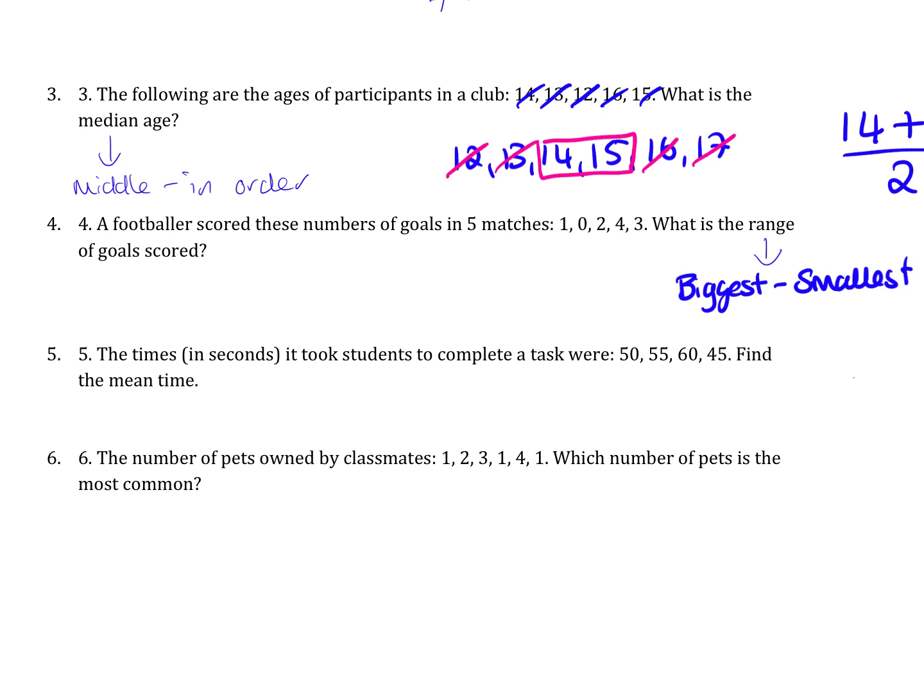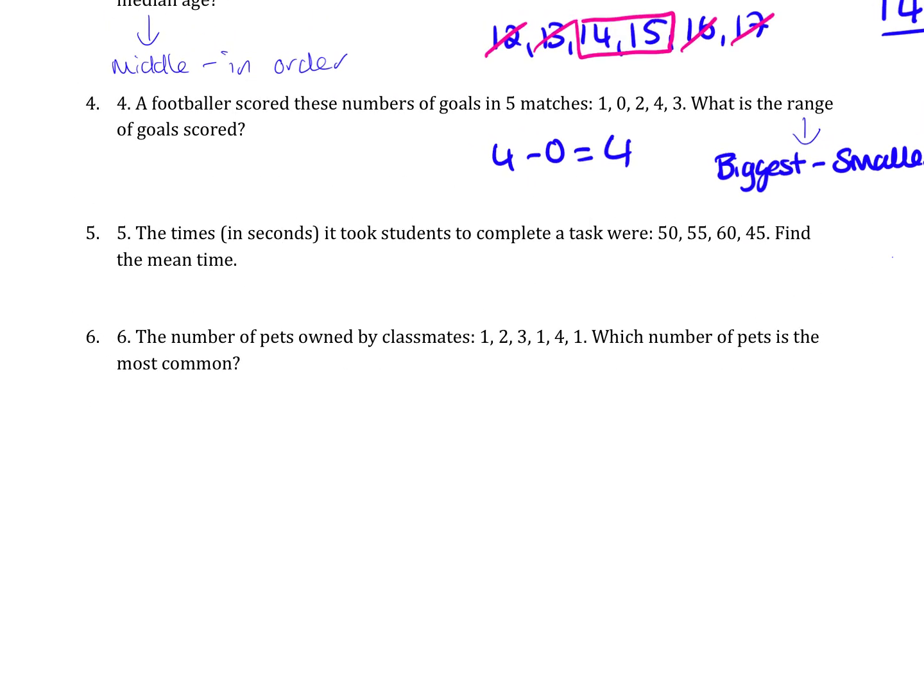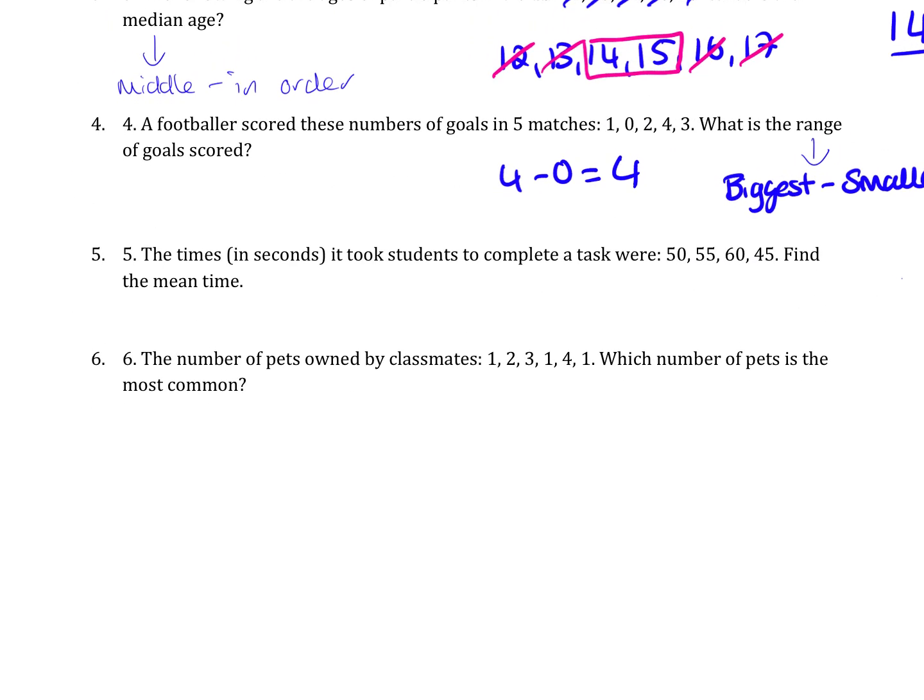Okay, so what's my biggest number here? 4. And what's my smallest? 0. So what's our range? 4. There you go, perfect, excellent. Right, do these next to yourself. I'm going to give you a minute.